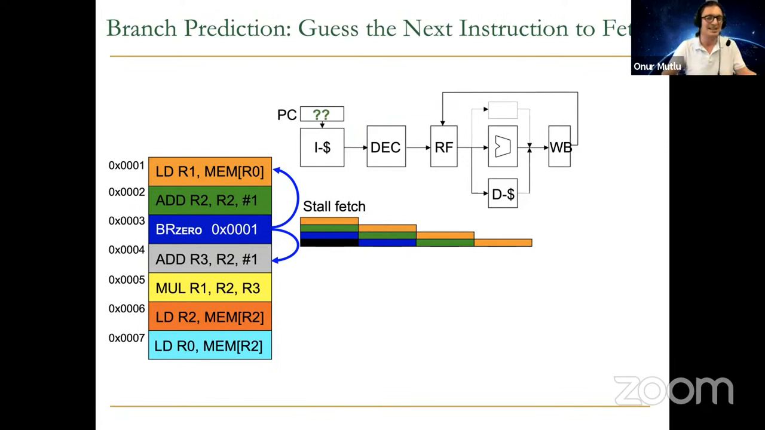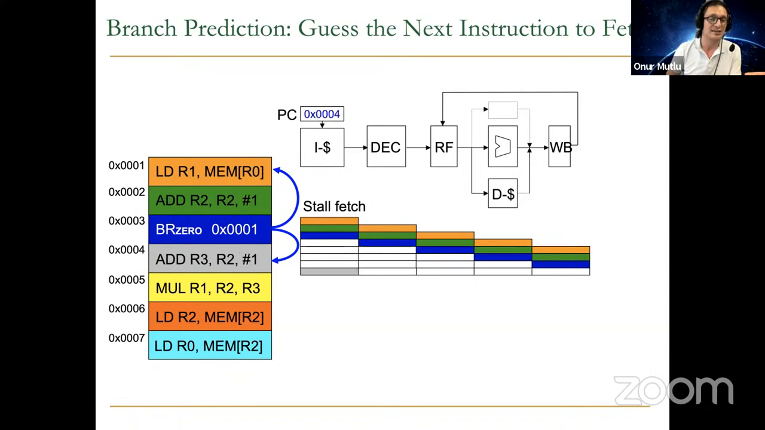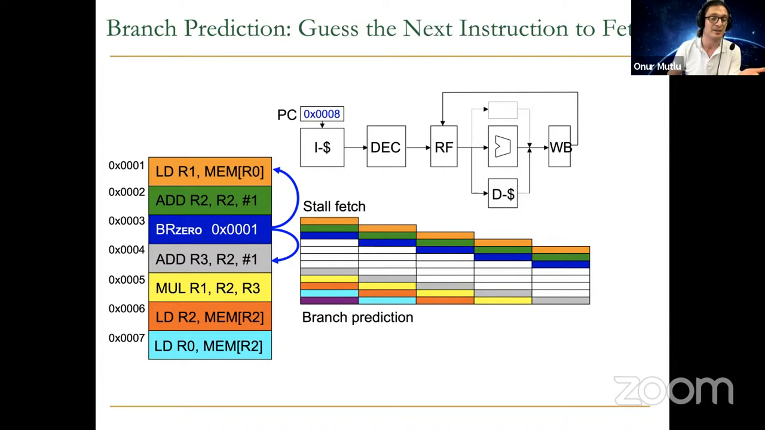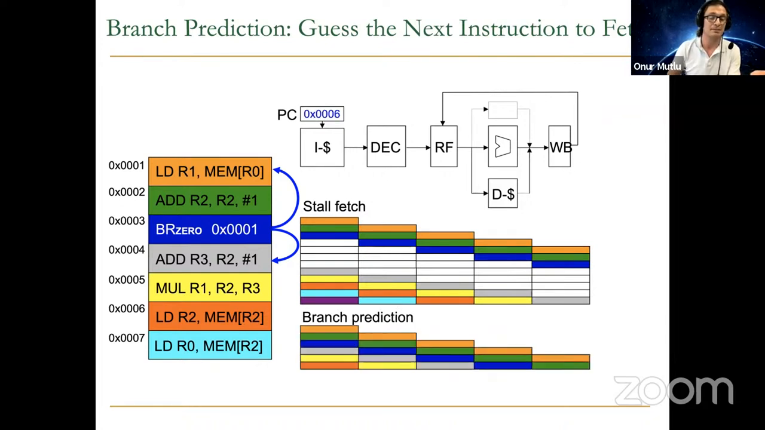Clearly, you know the basic idea, right? Instead of stalling the fetch, we guess the next instruction to fetch, right? So with stall fetch, we see we have this branch instruction, the blue instruction, and this is a short pipeline, not a deep pipeline, as you can see. Stall fetch is a bad idea, as we discussed, because if you do that, it takes a long time to refill the pipeline. With branch prediction, if you guess correctly, you keep filling the pipeline nicely.